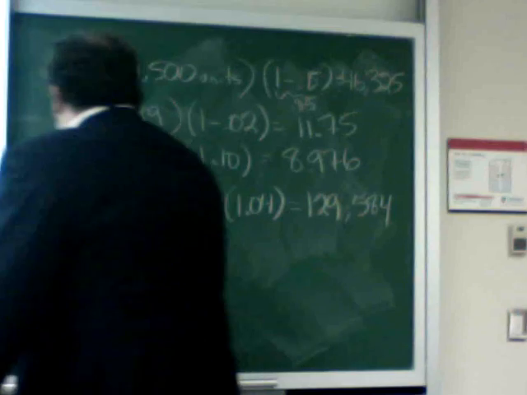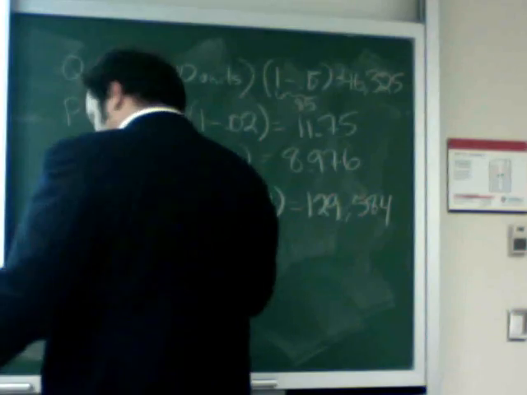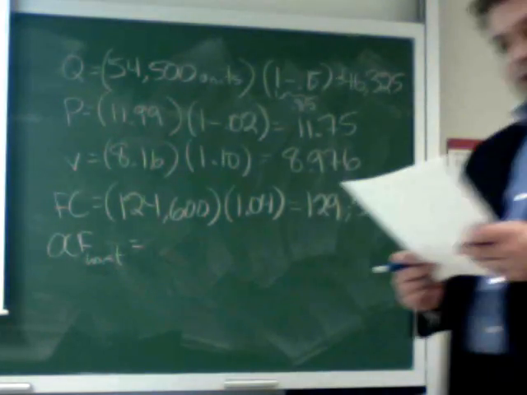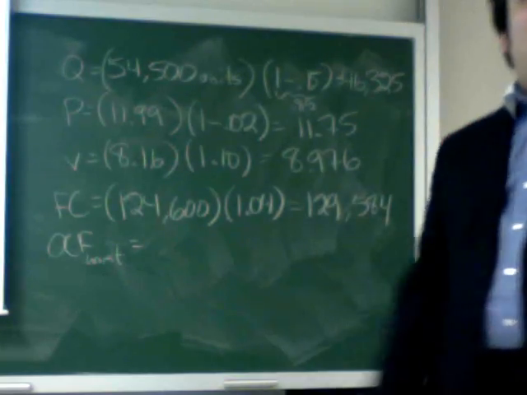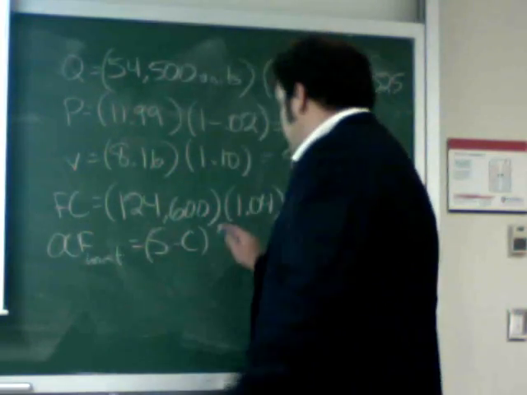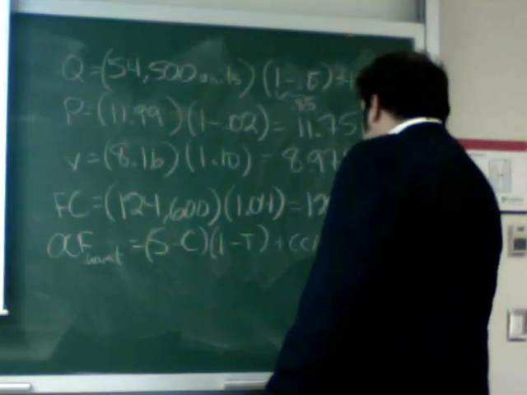And so the operating cash flow in the worst case, I'm going to use, remember there's many different ways of calculating operating cash flow, but the tax shield method is usually the easiest to use. So that's sales minus cost, times 1 minus the tax rate, plus the CCA tax shield.